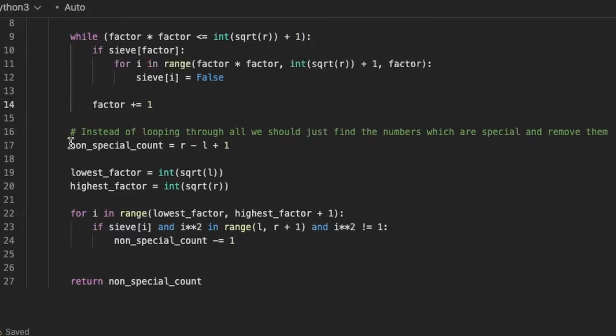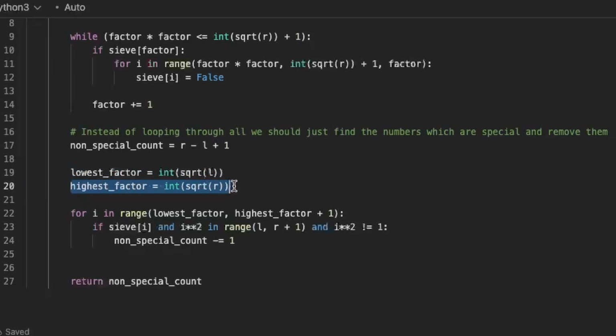Then we're going to say our non-special count to start is just all the numbers in the range, right? So we're going to take our right minus our left, and then add 1 to that, and that's all the numbers that we have. Then we get the actual range of numbers we're going to iterate through. The lowest factor we're going to start with is the square root of L, and the highest factor is the square root of R. And remember, these are the only factors that we have to consider.